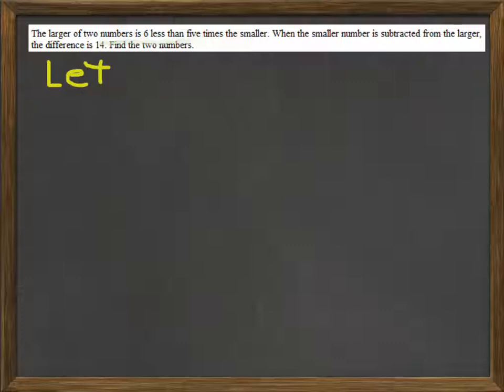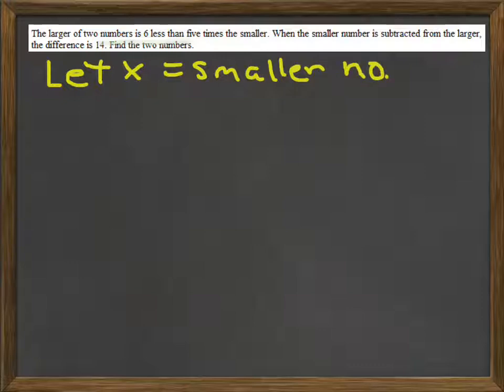So since it says to find the two numbers, that's what leads me to say, let x be the smaller number. And the reason I chose to let x be the smaller number is because over here, what comes after the word than is the smaller number.